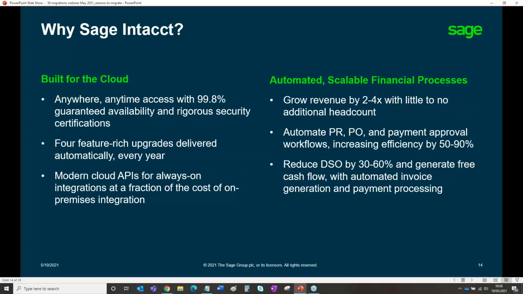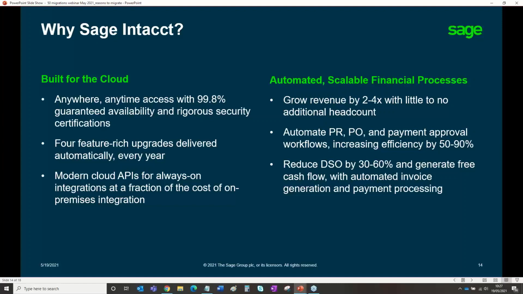And then just a couple more. So why Sage Intacct? Well, it's built for the cloud, and this is where I think for the people on the call today, it's really beneficial. Anytime, anywhere access with 99.8% guaranteed availability. You've got your rigorous security certifications as well, so you can rest assured knowing that your data is uber secure, basically. The relationships that we have with our hosting providers is really strong. It's a really reputable provider, and you can guarantee that no matter where you are, how you want to access it, you can get to it, and your data is as secure as it possibly can be.